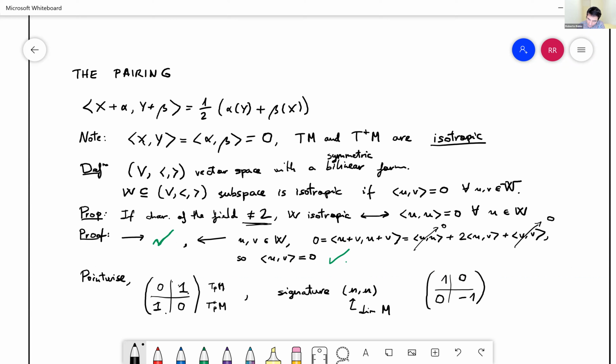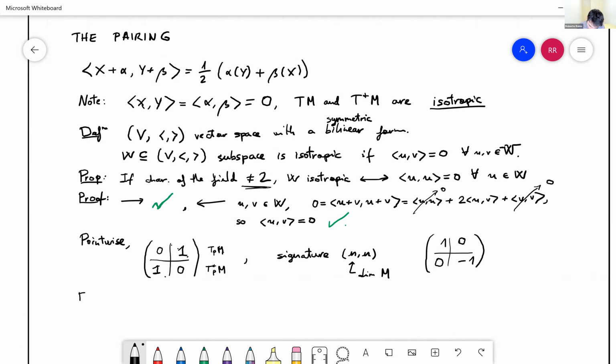And there is a fact that is quite intuitive, though I'm not going to prove it: what is the maximal dimension of an isotropic space? The maximal dimension of an isotropic space is n. If you want to think about it, if you had something bigger, in the matrix of the pairing you would be able to put a very big zero block, and that won't be nice. So let's leave it like this: TM and T*M are actually maximally isotropic.